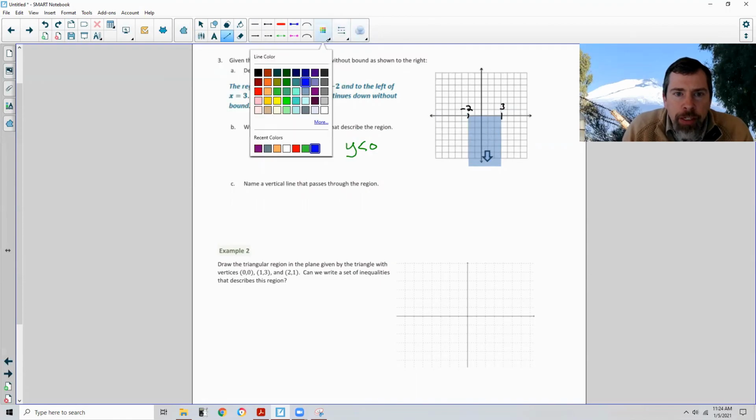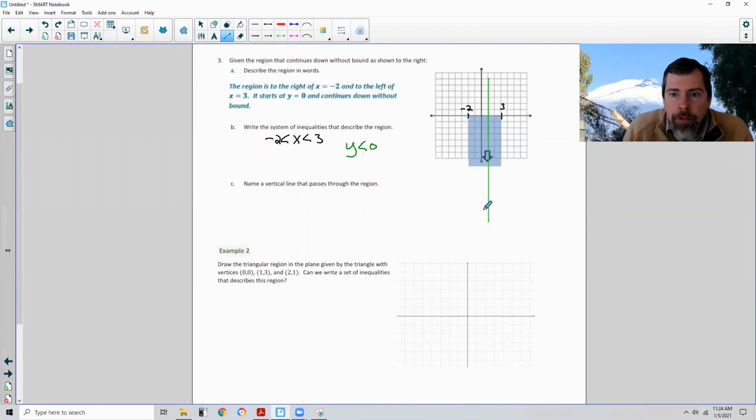C says to name a vertical line that passes through the region. So if I choose a line and I just drop the line right there, and that is at 1, then I would say that is the equation y, just kidding, x equals 1. So any vertical line would be x equals some value, and it's got to be between -2 and 3. So no matter where you put that line, if you put it over here, it'd be x equals -1. If you put it here, it'd be x equals 2. If you put it on the axis, if it was the y axis, it'd be x equals 0.